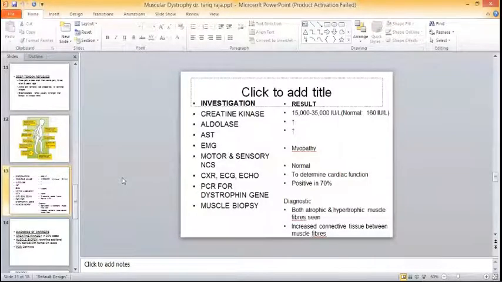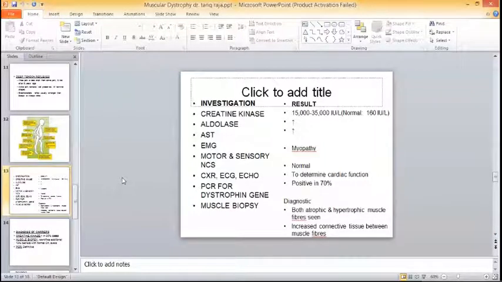So whenever you come across a CK that high, always think of muscular dystrophy, specifically Duchenne muscular dystrophy. And other supportive investigations, that is aldolase and AST, might be raised. EMG and NCS are normal; EMG may show a myopathic pattern.